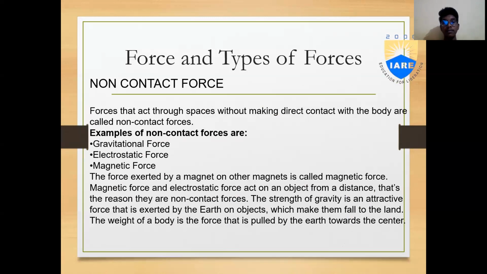The force exerted by a magnet on other magnets is called magnetic force. Magnetic force and electrostatic force act on an object from a distance. That's the reason they are non-contact forces. Gravity is an attractive force exerted by Earth on objects, which makes them fall to the land. The weight of a body is the force with which it is pulled by the Earth towards the center.